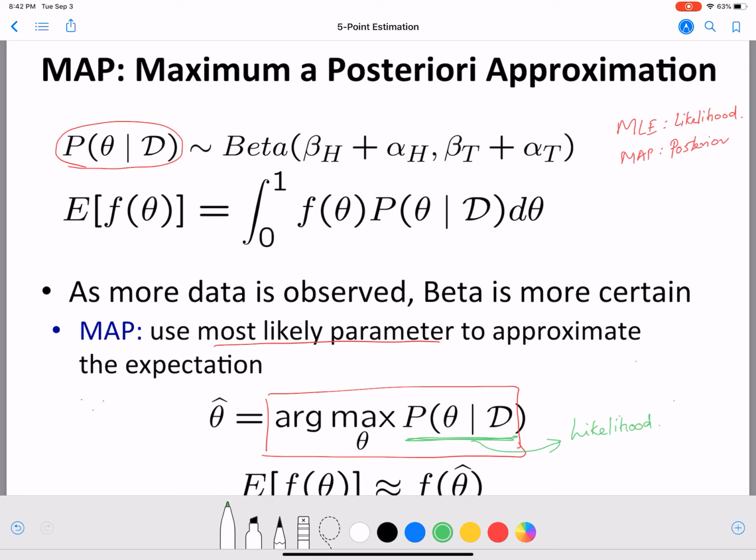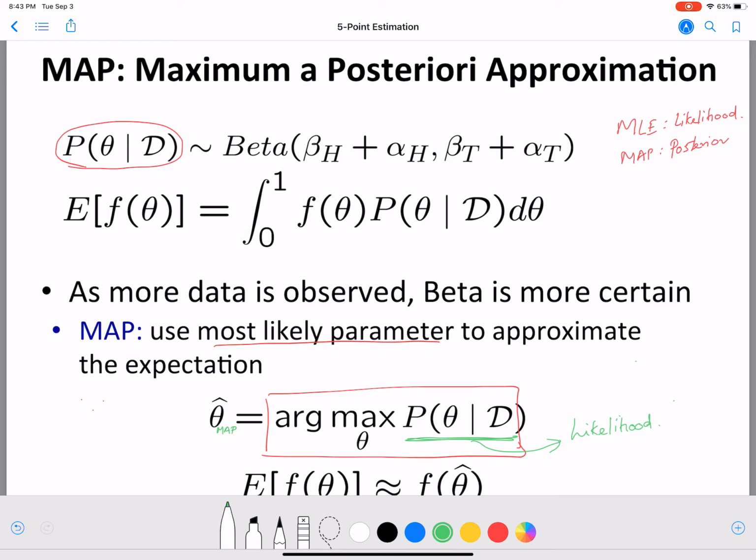All right, now we have this form of the posterior, and we use that to estimate theta hat, or we can also call it theta MAP. And instead of computing the expectation, which also involves computing the integral, we approximate the expectation to be equal to the value of the function at theta MAP, at the value that you have just estimated by computing an argmax over theta of P of theta given D.